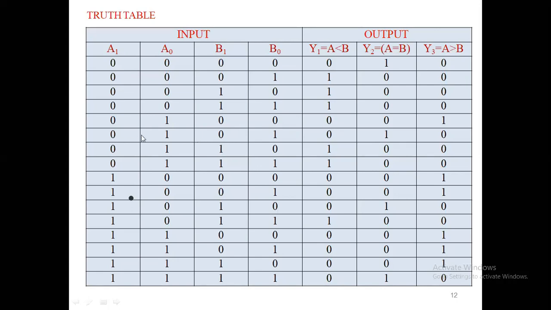And here 0 1, that is 1, and 0 1, that is 1. So 1 is less than 1. Is the condition true or false? False. So we make it 0. A value, that is 0 1, that is 1, and B value 1 0, that is 2. So 1 is less than 2. The condition is true, so we place 1. In this way, we have to make the values in the output like this only.